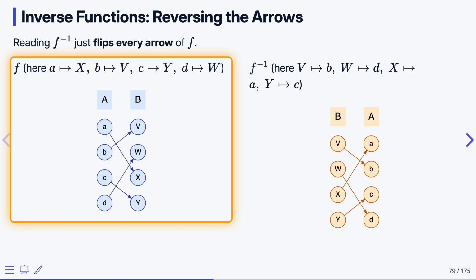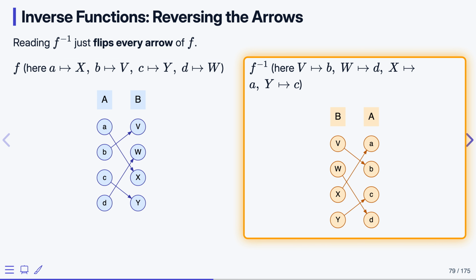This slide shows the inverse in action with a concrete bijection. The left picture is the function f from A to B. Its arrows are a goes to x, b goes to v, c goes to y, and d goes to w. Because f is a bijection, every element of B is hit exactly once, so we can safely reverse it.